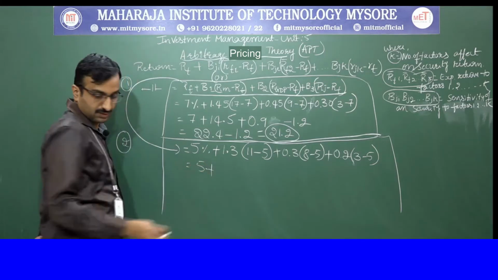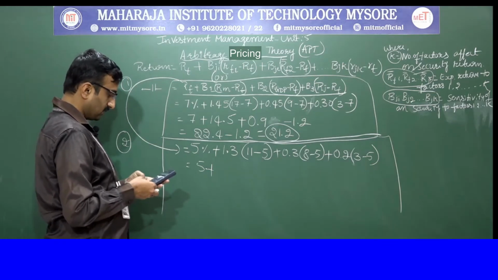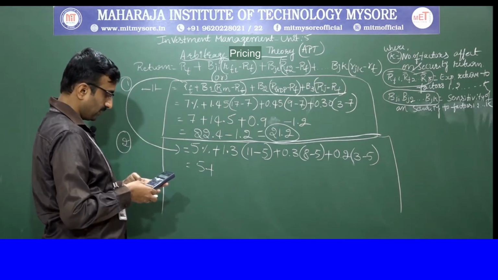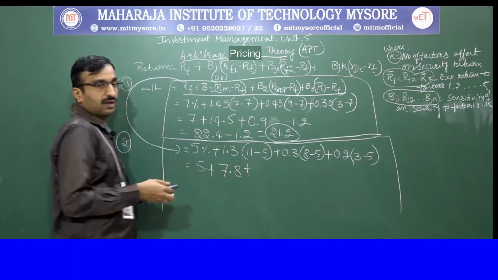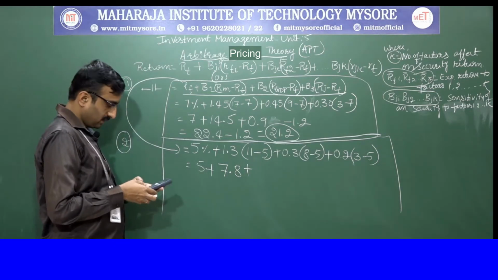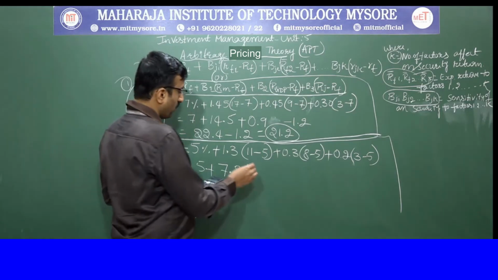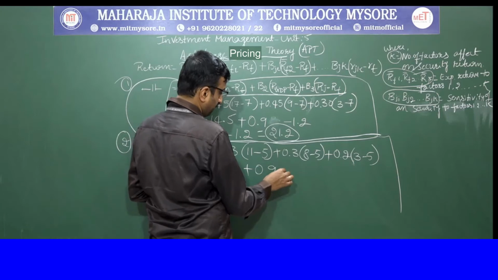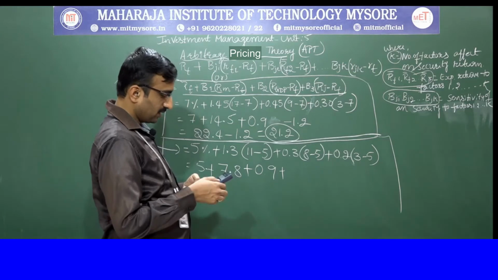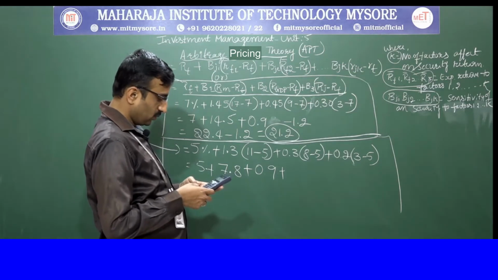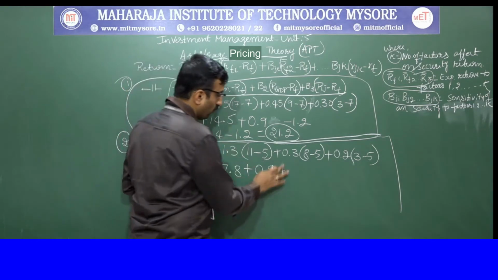So, 5 plus 11 minus 5 you will get 6 into 1.3 you will get 7.8. Okay, you will get 7.8. Then 8 minus 5 you will get 3 into 0.3 you will get 0.9.